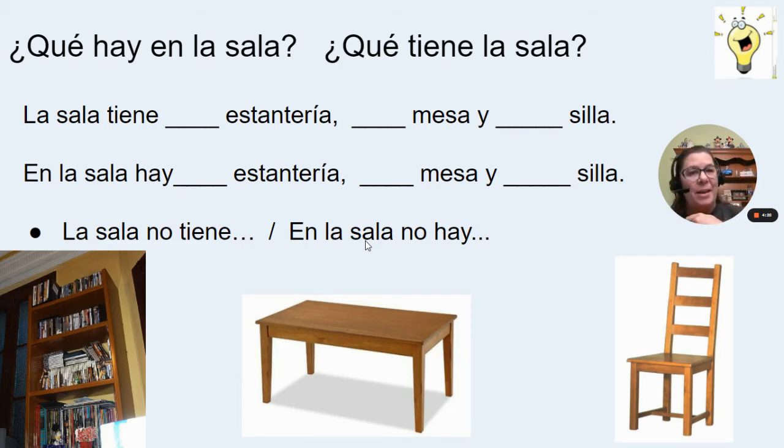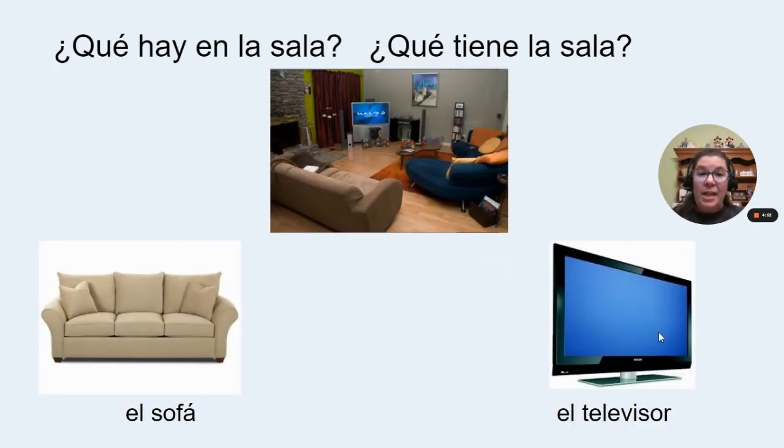Okay, cool. Now you're back. Now ask me, pregúntame, ¿qué hay en la sala? Repite, ¿qué hay en la sala? En mi sala hay dos estanterías, no hay una mesa y no hay una silla. Now I'm going to ask you, ¿qué tiene la sala? I hope you answered.